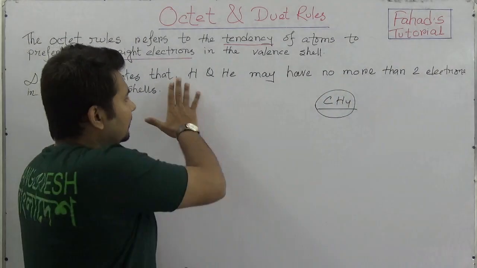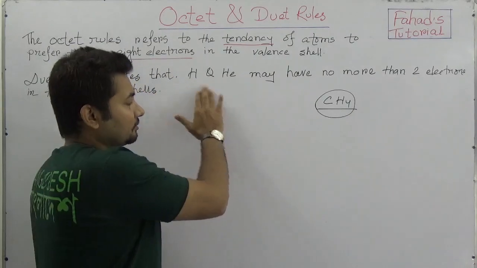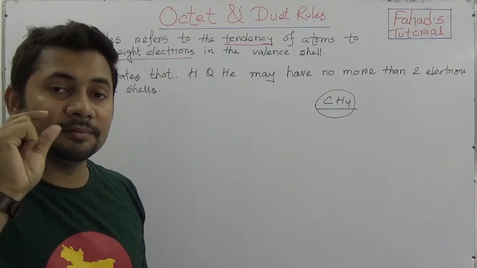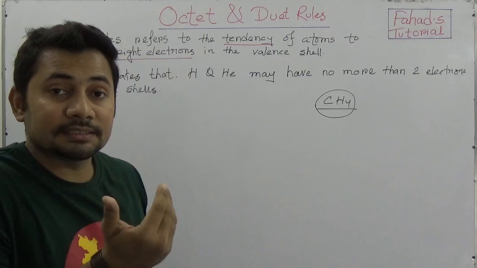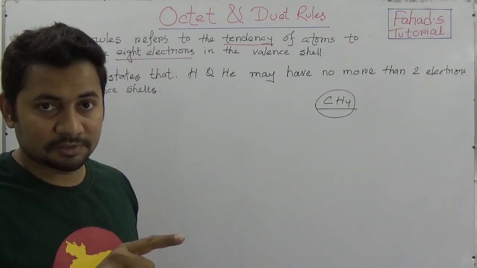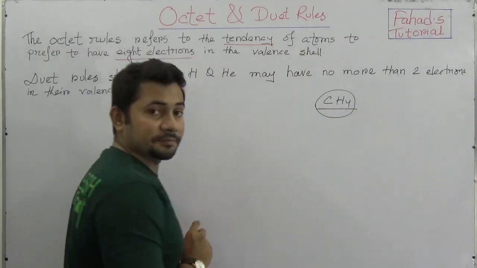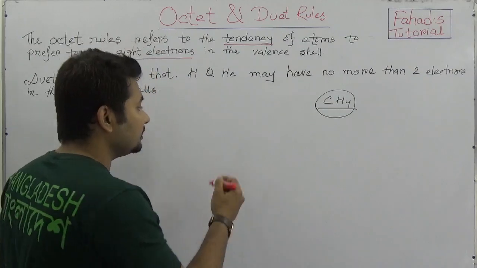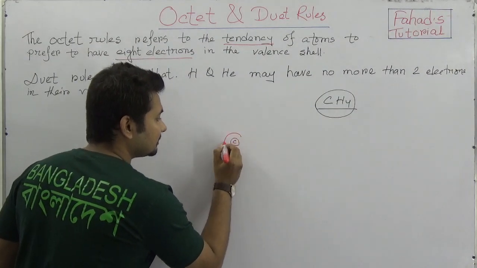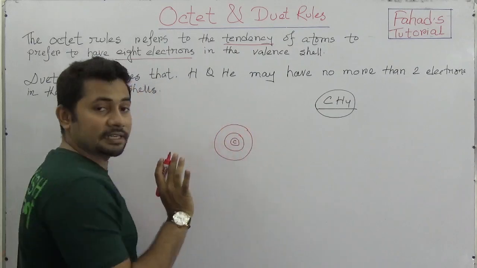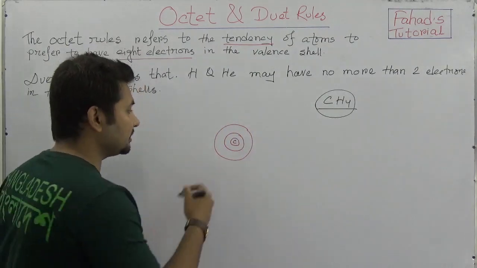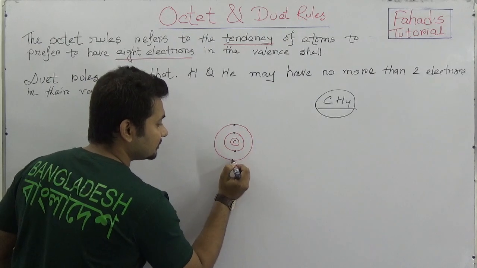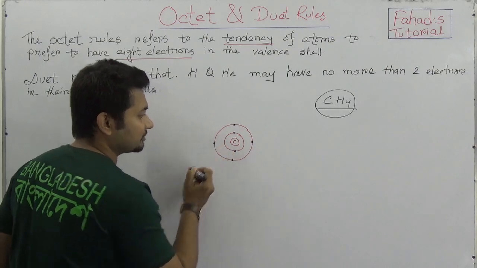It has more elaboration, which I am coming up with. Before explaining the duet rule, do you understand the concept of the octet rule, that is the tendency to have 8 electrons in the outermost shell? Like what's going on in methane? Carbon has 4 electrons in its outermost shell. This is the nucleus, this is the first shell and this is the second shell. In the 1s orbital it has 2 electrons, in the 2s orbital it has 2 electrons, and in the p orbitals it has 2 electrons.